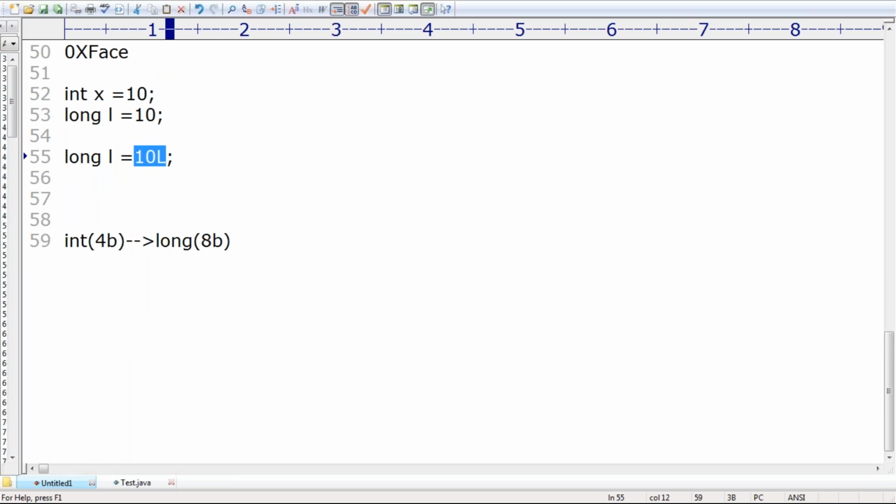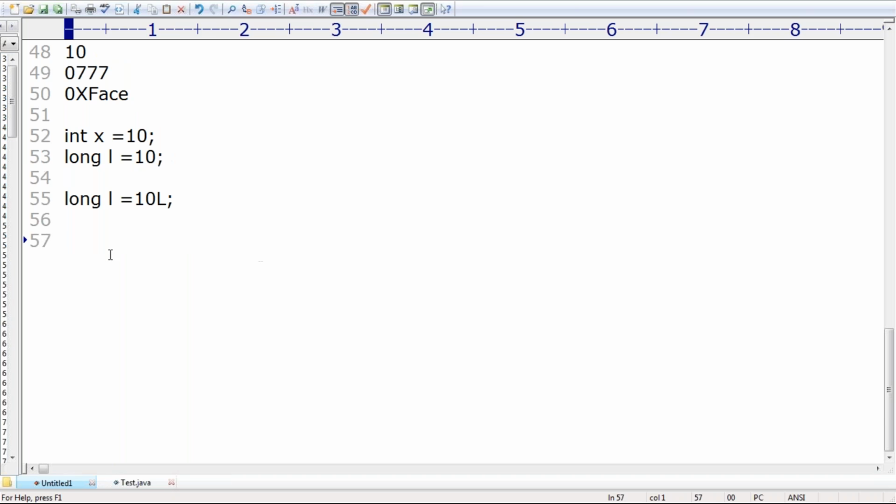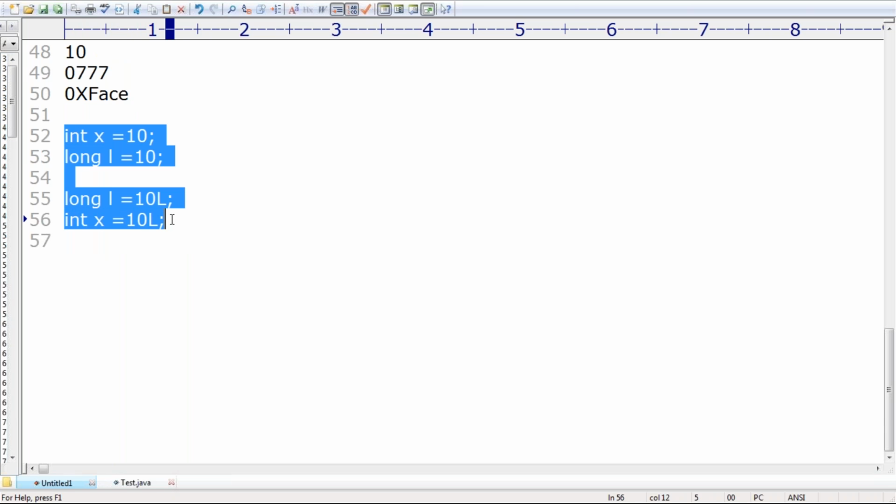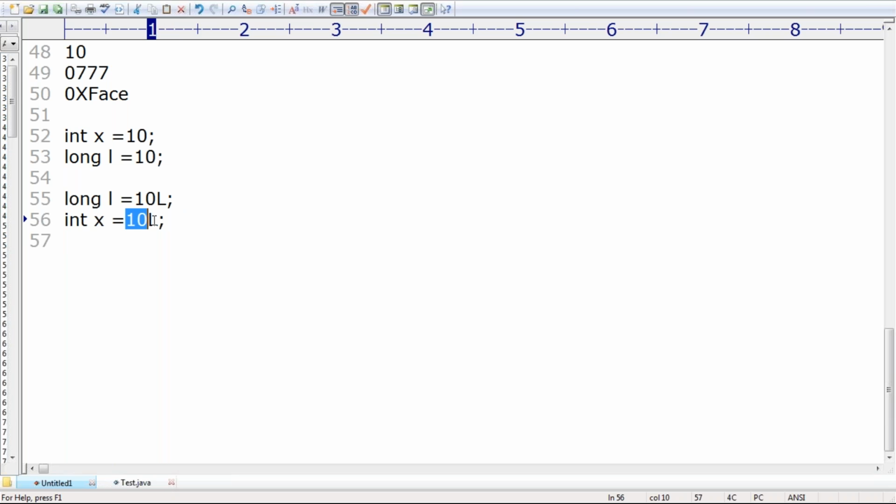Clear, right? Okay. So now among these 4 things, can you please tell which are valid and which are invalid? First one, valid, int to int. Second one, valid, int to long, 4 bytes to 8 bytes, no problem at all. Third one, long, no problem. Fourth one is the problem. Why is the problem coming? Fourth one, 8 bytes to 4 bytes, invalid.